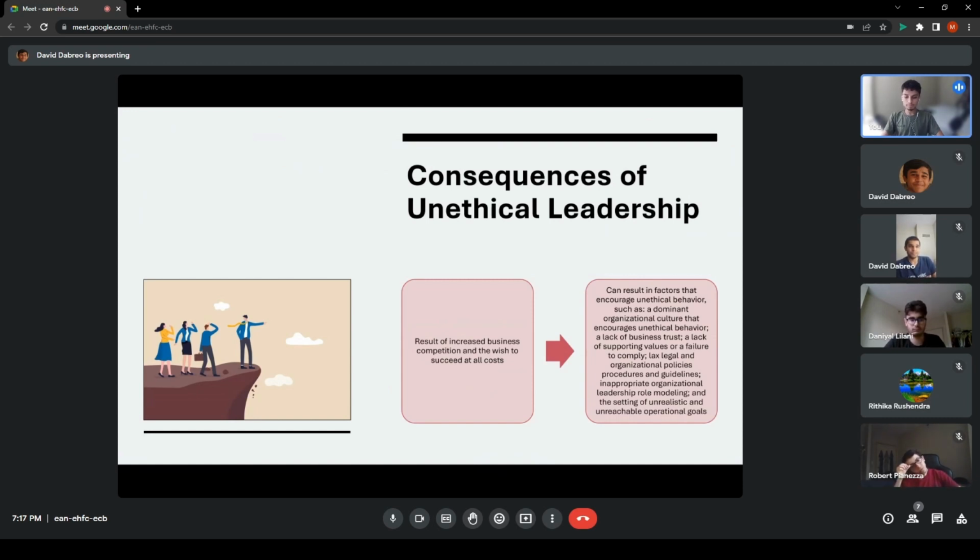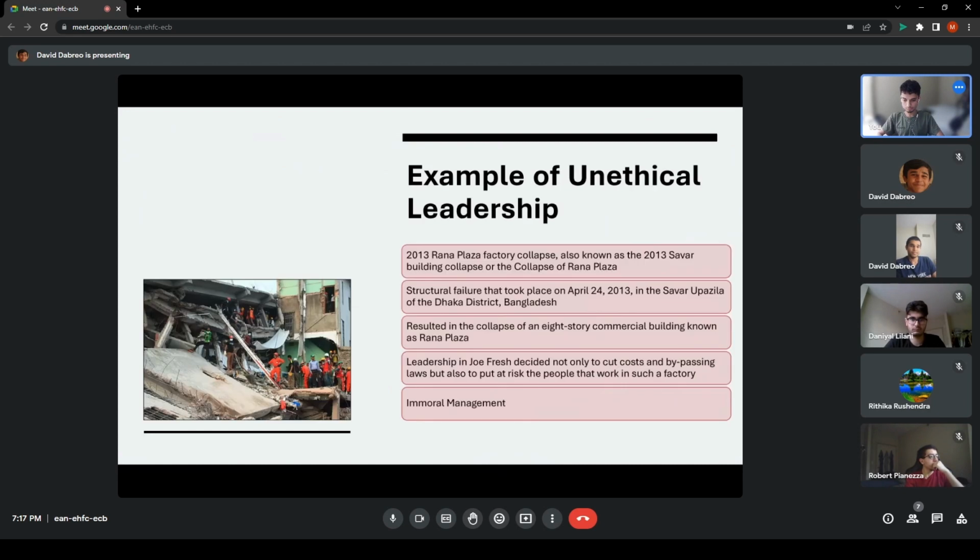So let's go into an example of unethical leadership. A prime example of unethical leadership in play is the Joe Fresh incident that occurred in Bangladesh. The 2013 Rana Plaza factory collapse, also known as the 2013 Savar building collapse, or the collapse of Rana Plaza, was a structural failure that took place on April 24, 2013, in the Savar Upazila of the Dhaka district in Bangladesh, and resulted in the collapse of an 8-story commercial building known as Rana Plaza.